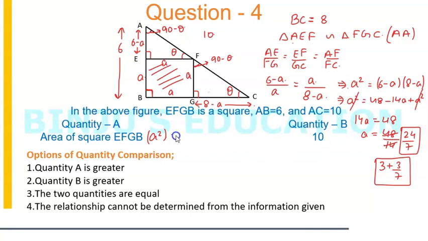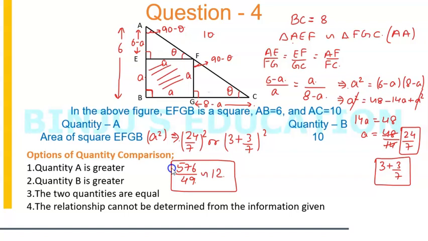Now we need A square, so this will basically become 24 by 7 square, or you can write 3 plus 3 by 7 square. So 24 squared is 576 divided by 49. Now we know that 49 into 10 is 490, right? So 576 divided by 49 will be roughly around 11.5 or 12. As a fraction, this will be approximately equal to 12.